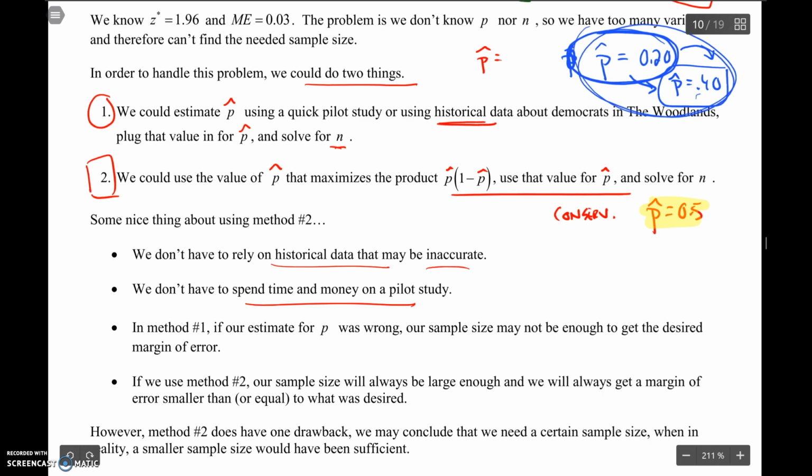I don't know if that makes sense to you guys or not, but if you play with the numbers, you'll see that it does. If we use method 2, our sample size will always be large enough, and we will always get a margin of error that we want, or even smaller than we want.